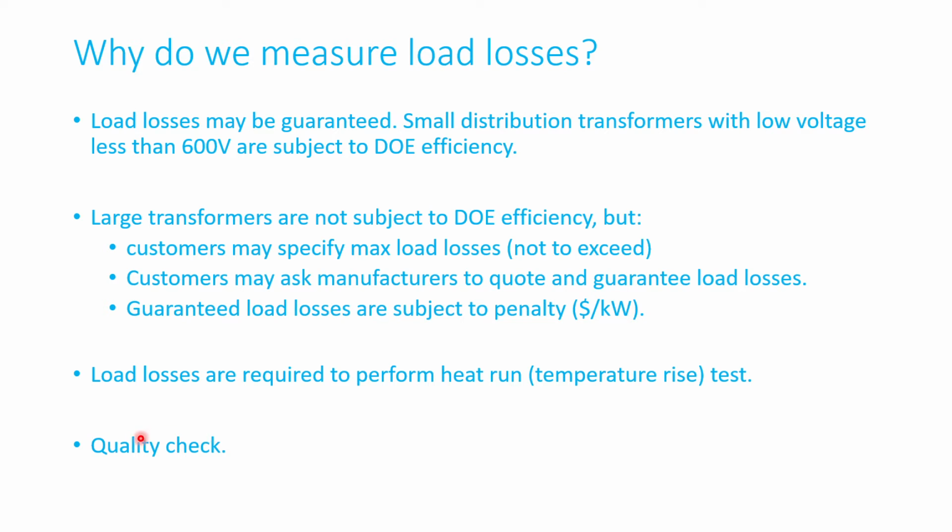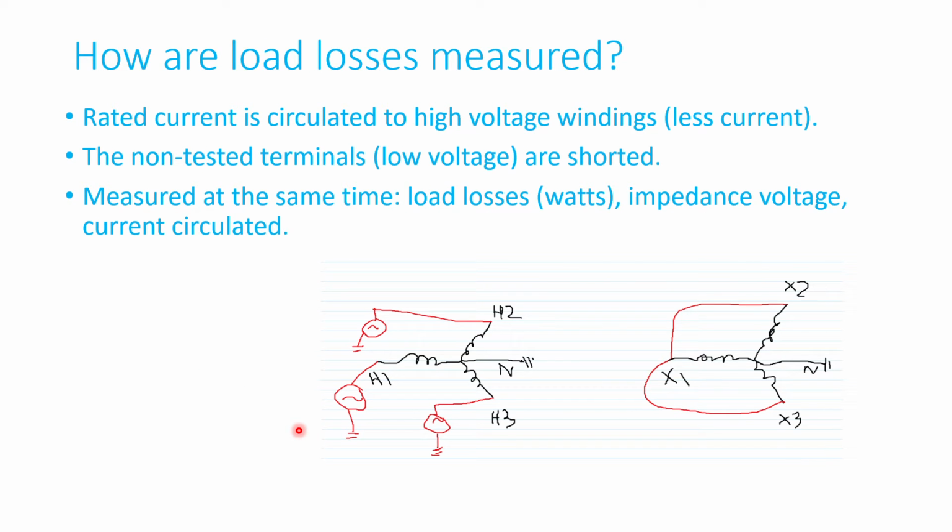Load loss can also be used as a good quality check because manufacturers have long experience, and they build their design program based on a lot of empirical data and testing, so they should be able to predict what the load losses should be. And if the measured losses deviate from the design load losses by a certain amount, they might know there is a problem and they should investigate it. So it's a good quality check. There are a lot of reasons why load losses are measured. So how do we measure load losses?